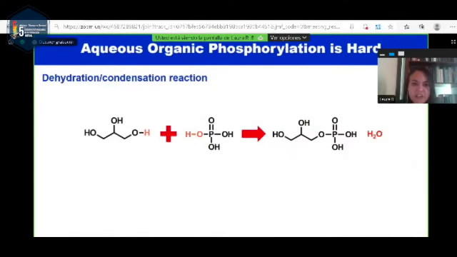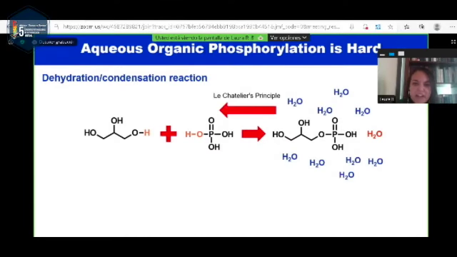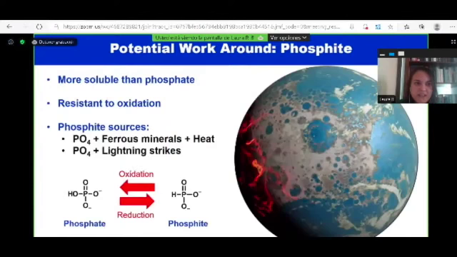On top of that, phosphorylating, or adding a phosphate group to an organic, is inherently thermodynamically unfavorable in water. And that's because this is a dehydration reaction. By that, I mean we generate water as a side product. And when you generate water in a solution filled with water molecules, that pushes equilibrium to the left, favoring the reactants. So several solutions have been proposed for these issues, but I'm going to be talking about the potential for phosphite.